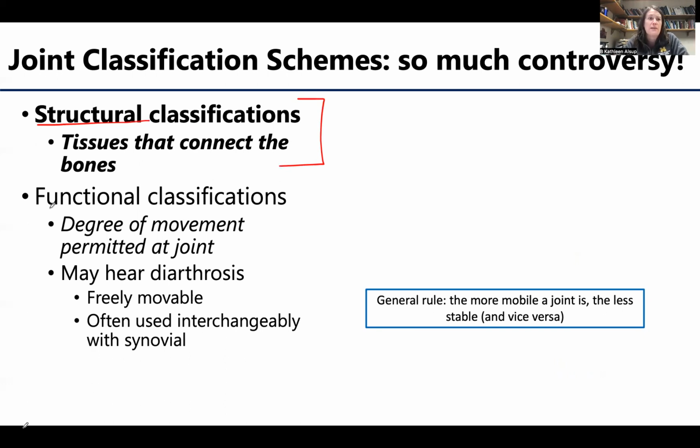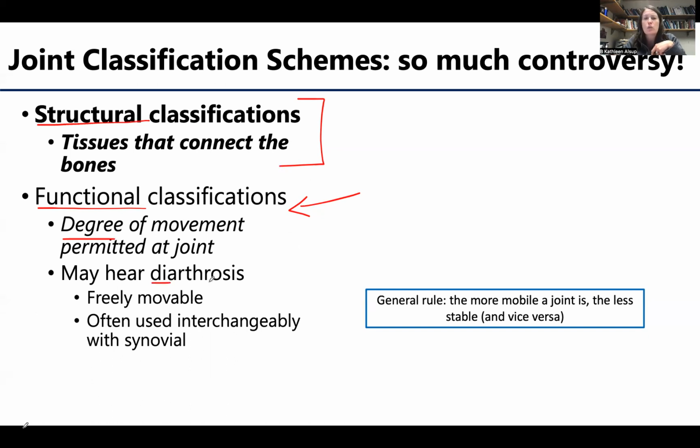The other major type is what's referred to as a functional classification. And what I mean by that is these types of classifications focus more on the degree of movement that's permitted at a joint. So is there no movement? Is there a little bit of movement? Is it what's referred to as a freely movable joint? That's what we're talking about there. So if you hear the terms synarthrosis, amphiarthrosis, diarthrosis, that's going along with that more functional classification. Again, we're going to focus more on this structural classification, but you may hear these as well.